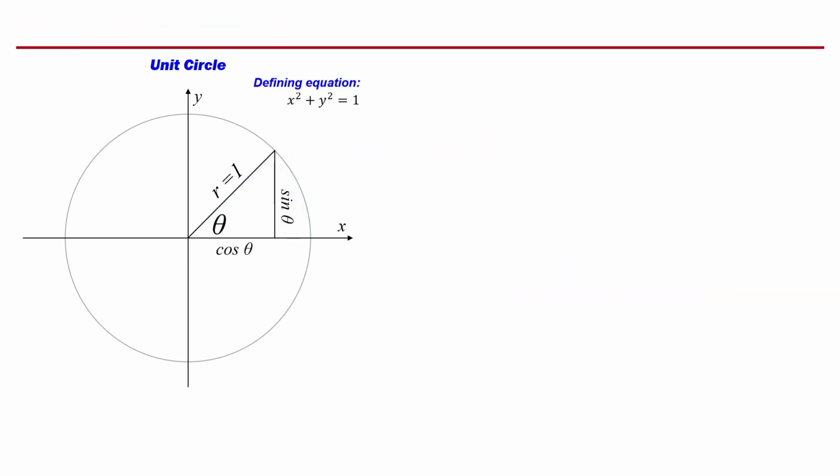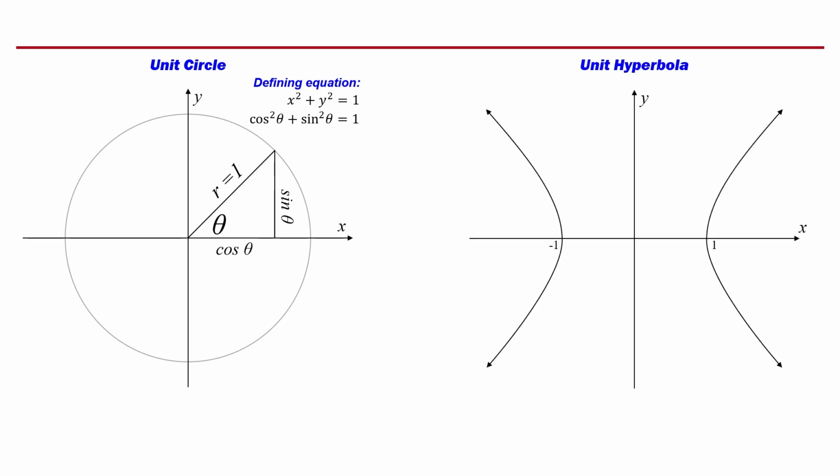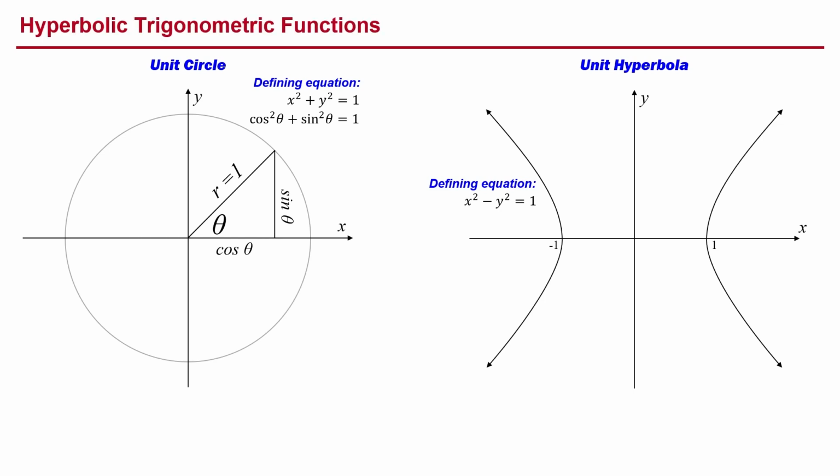Recall that the defining equation for our unit circle is x squared plus y squared equals 1, which we can rewrite as cosine squared of theta plus sine squared of theta equals 1. Now let's look at the unit hyperbola, whose defining equation is x squared minus y squared equals 1. So yes, we are going to talk a little bit about hyperbolic trig functions.